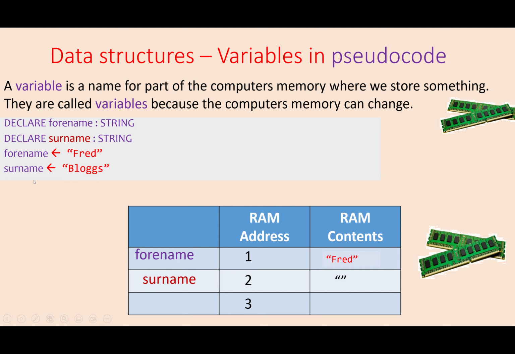Okay, so what will happen here is, again, we want to assign blogs to the identifier surname, the variable surname. So again, we will look through the RAM till we find an identifier called surname. That identifier will point to a RAM address. At the moment it stores nothing. We are going to assign that the value blogs. And now if we write output forename, again what will happen is the processor will look through the identifiers until it finds one that matches. That identifier will point to a RAM address, and it will take the contents of that RAM address and place it onto the screen.